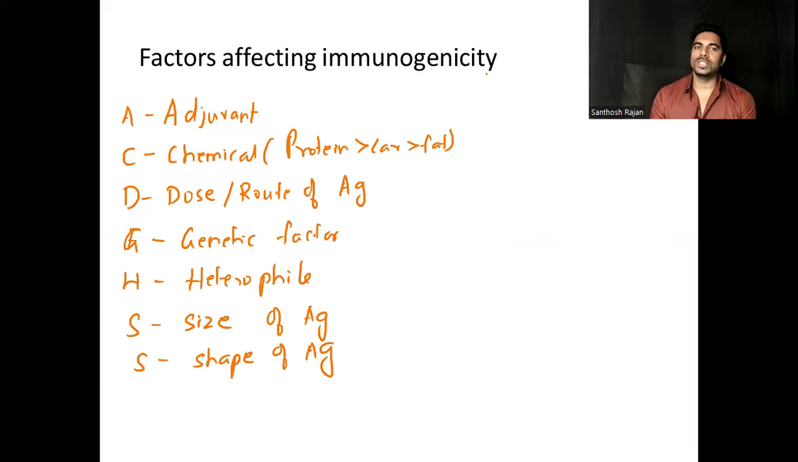If you want good immunogenicity, you should have a better adjuvant, a better chemical, a favorable genetic factor, heterophile property, the size should be bigger, and the shape should also be efficient. Shape means, you know, it should have more protein, all those things. So these are the factors affecting it.